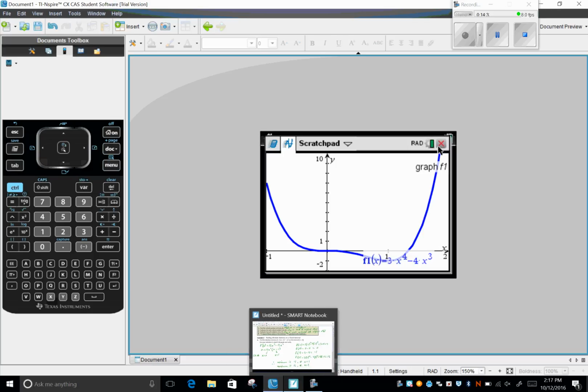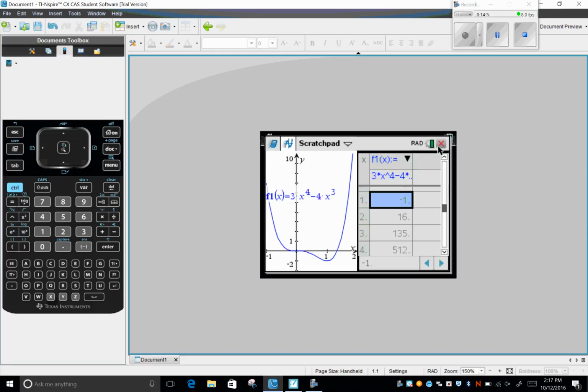We could also, if you hit Control T, that'll bring up your table. And if we want to put in our own values to that table, of course we can. We can scroll and we can see -1, 0, 1, and 2. But a lot of times we want to enter our own information.